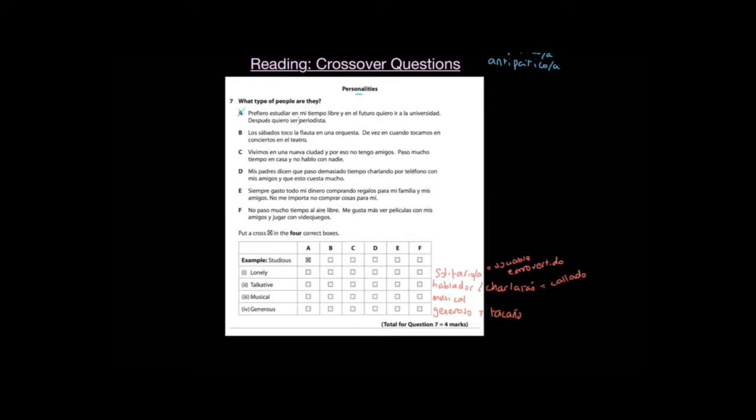We've got: Prefiero estudiar en mi tiempo libre. Okay, remember, notice estudiar. Y en el futuro quiero ir a la universidad. En el futuro quiero, super important word. Remember, I want to. Quiero ir a la universidad. I want to go to university. Después, important word, after or afterwards. Quiero ser periodista. Another quiero, and we've got here the word periodista. Again, this is not really related.